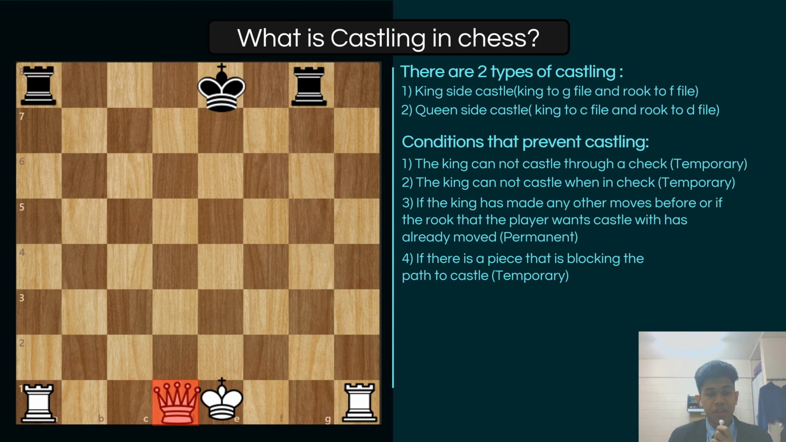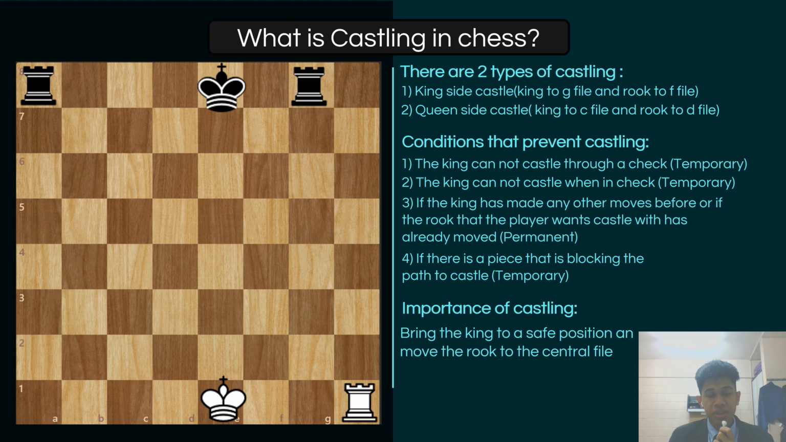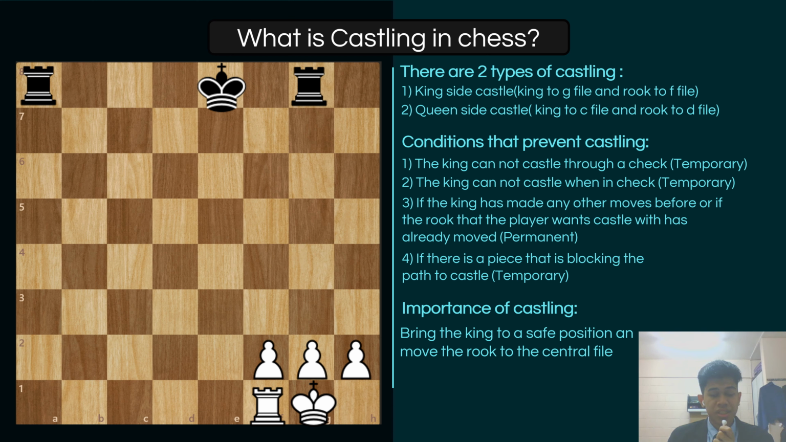And the last point is that if there is a piece blocking the path to castle. So in this example, the white queen on the d1 square is blocking the king from castling on the queen side. So if we remove the queen, now we can castle. So simple as that. Now about the importance of castling. Castling is important because it brings the king to a safe position and it activates the rook. So now the rook can easily go to the center and the king is safe behind the pawns and the king is far away from the center of the board.